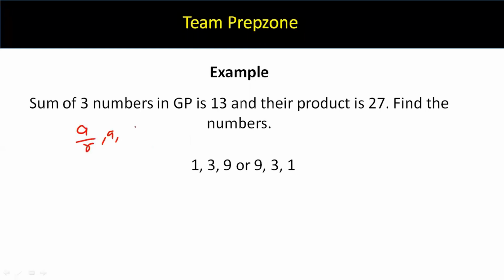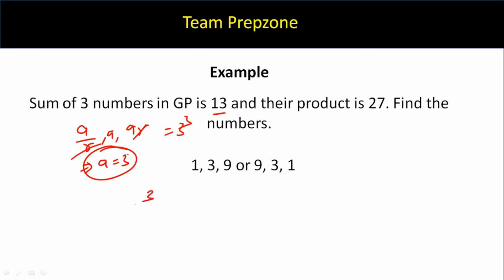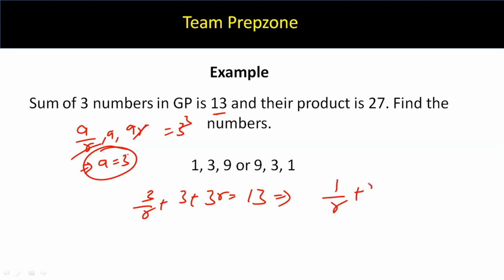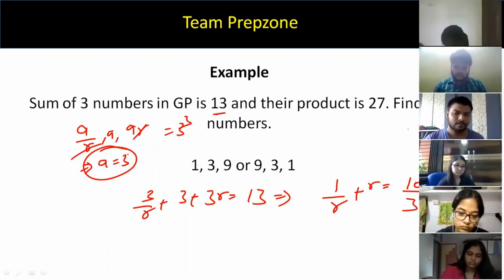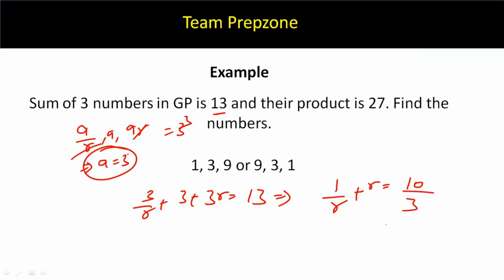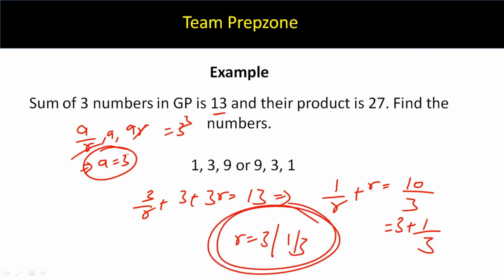Terms are a by r, a and ar. Product is 27, 3 cube. So a is 3. ठीक है. Sum is 13. ठीक है. You just solve this quadratic equation. क्या आता है? 1 by r plus r is equal to 10 by 3. You don't have to solve it, right? If you remember equations में मैंने directly बताया था that 10 by 3 is nothing but 3 plus 1 by 3. So r is nothing but 3 or 1 by 3. r 3 भी हो सकता है और 1 by 3 भी हो सकता है. Right? Then you just substitute the values and you can see that.